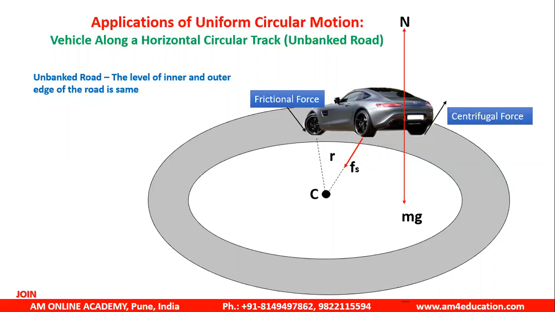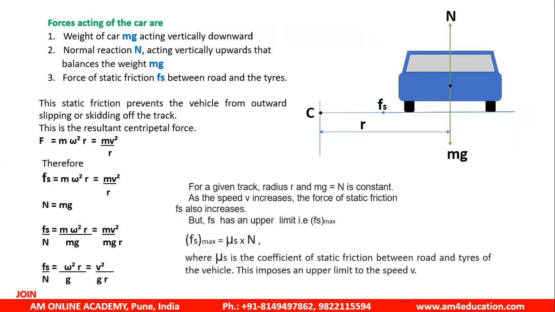At the same time, the weight of the car, mg, is acting vertically downward, and the normal reaction exerted by the road surface, capital N, is perpendicular to the surface of the road, in line with the weight, and directed upward. So these are the conditions for a vehicle moving along a horizontal circular track. Now let us see the physics behind this.